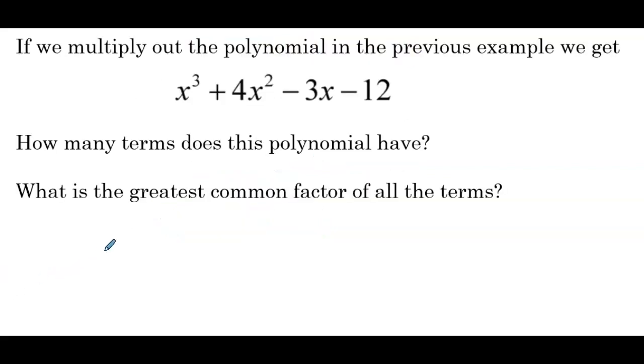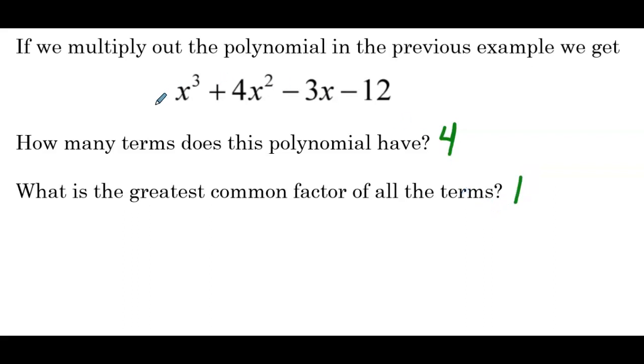So what if we simplified that example? If we multiply out the polynomial in the previous example, we would get x cubed plus 4x squared minus 3x minus 12. So that's in standard form. How many terms does this polynomial have? It has 4 terms. And what is the greatest common factor of all the terms? Well, looking at it, it looks like the greatest common factor would just be 1.